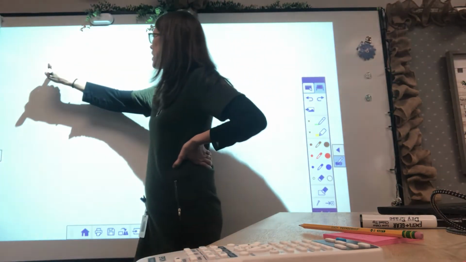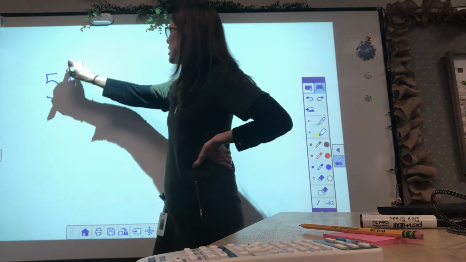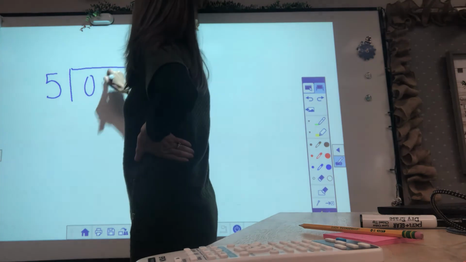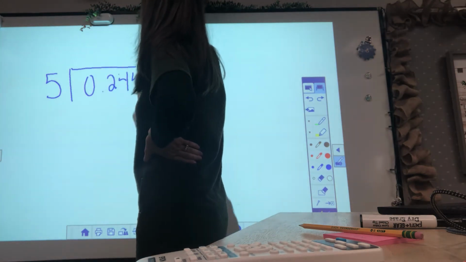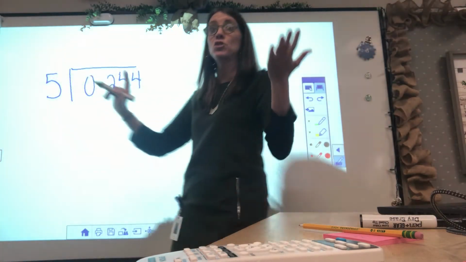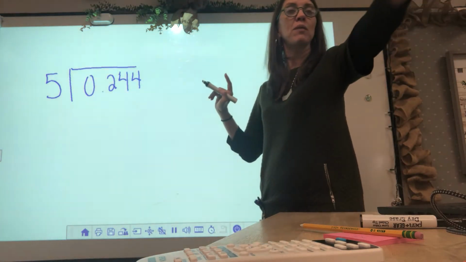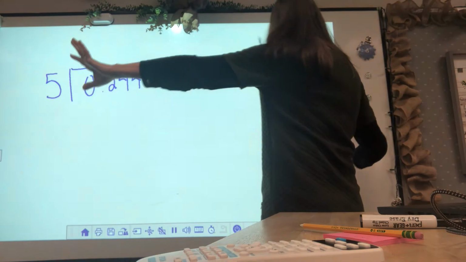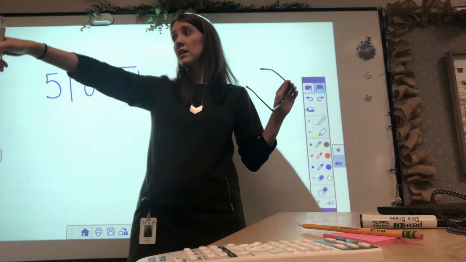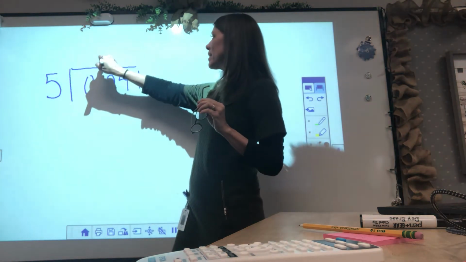Let's do 5 goes into 0.244. Okay, what do we think? First step is to do what? Don't do it on your own. Just wait. We're going to do this one together. Hold tight. First step is what? Raise your hand. Oliver. Move the decimal point before you do anything.